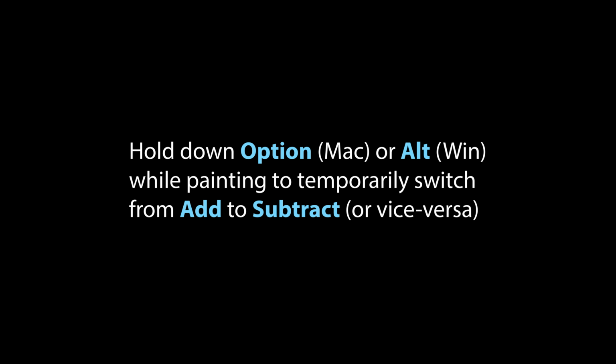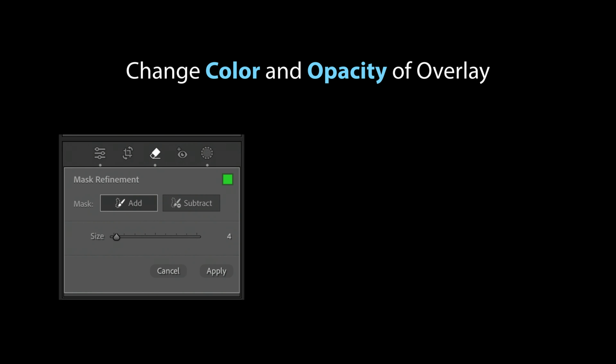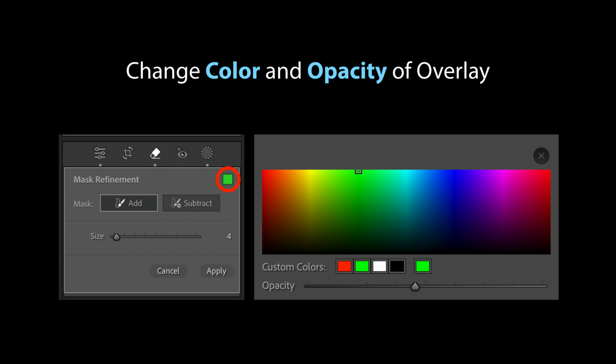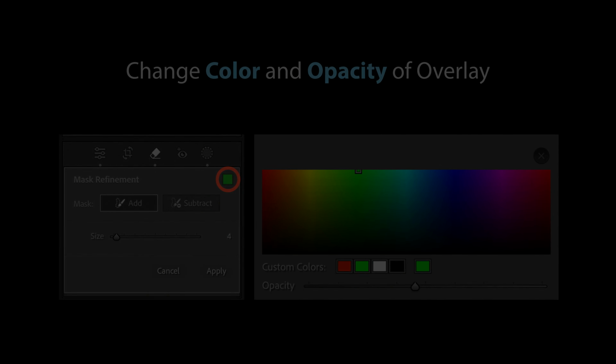This makes for easy swapping between the painting and erasing tools as you are refining your selection to make it more precise. And like the masking tools we have in Lightroom, you can also change the color and the opacity of the overlay that indicates your selected area.